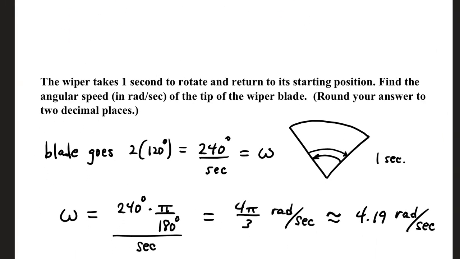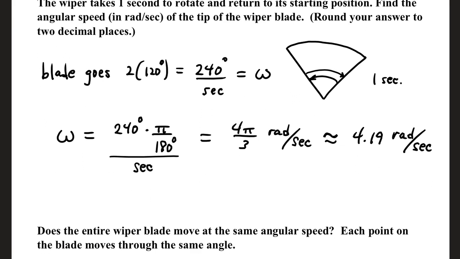The wiper takes 1 second to rotate and return to its starting position. Find the angular speed in radians per second of the tip of the wiper blade. So the blade goes down and back, 120 degrees down, 120 degrees back. That's a total of 240 degrees in 1 second. Now with omega, we've got to convert 240 degrees to radians. 240 over 180 reduces to 4/3, so 240 degrees is equivalent to 4 pi over 3.